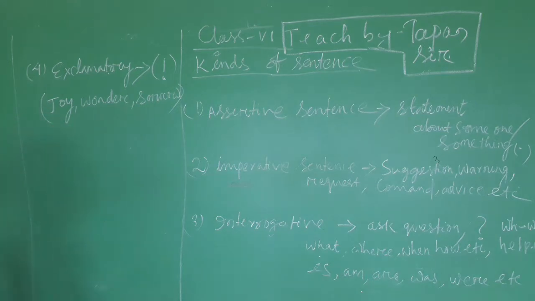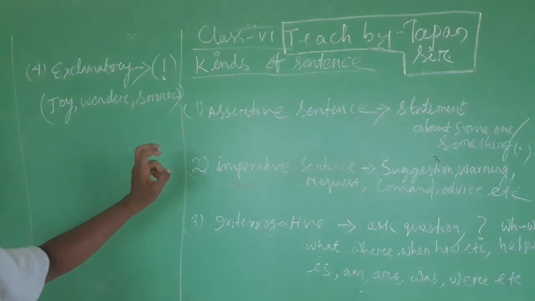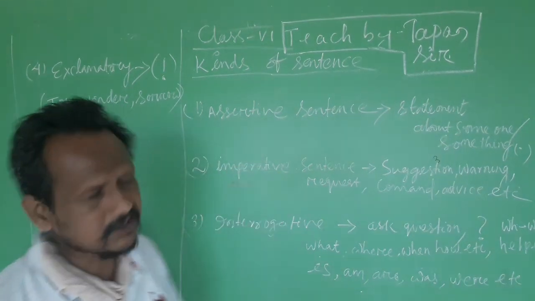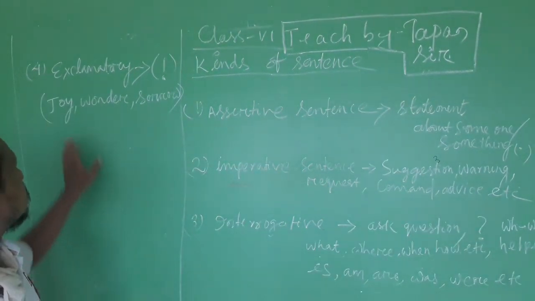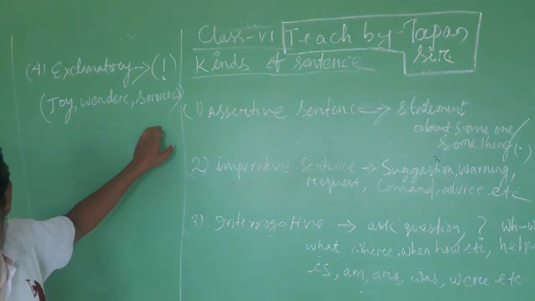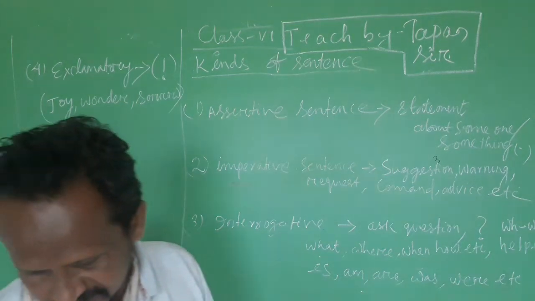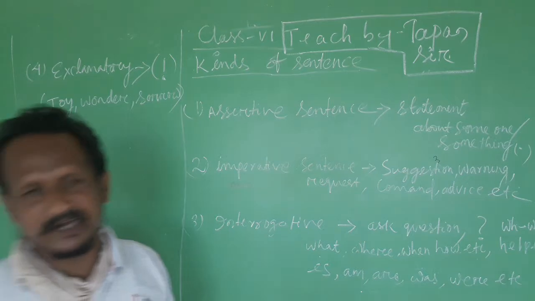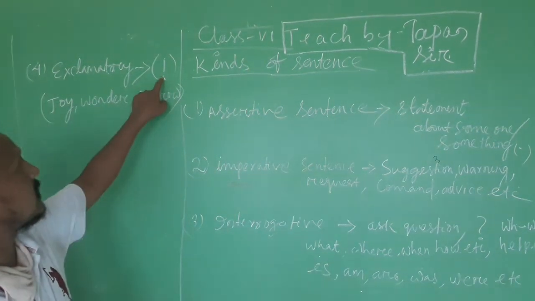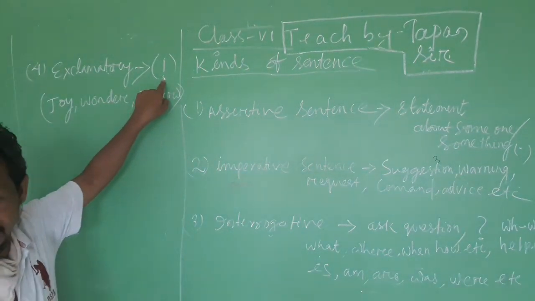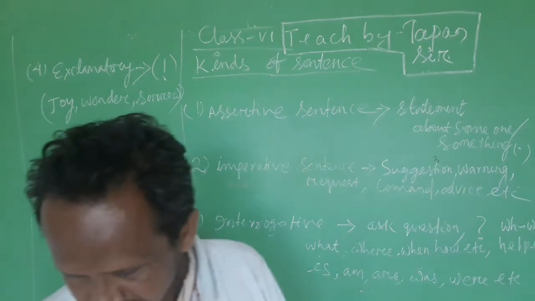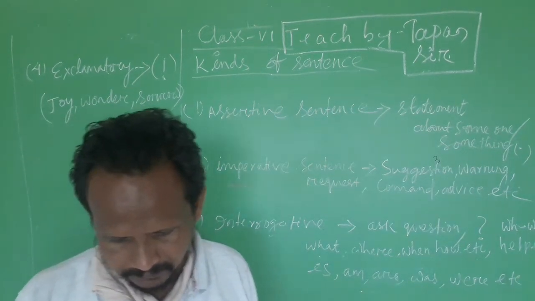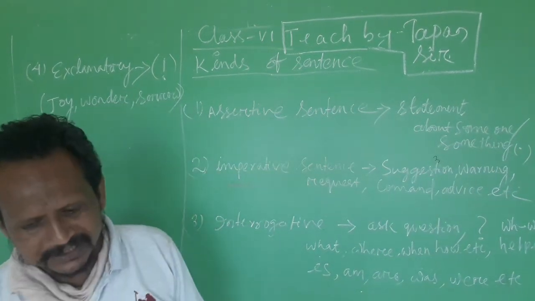Now, move to exclamatory sentence. What is exclamatory sentence? Exclamatory sentence expresses strong feeling like joy, wonder, sorrow, surprise, okay, etc. These sentences are marked by the sign of exclamation mark like this. Okay, this much. And now look at the example.